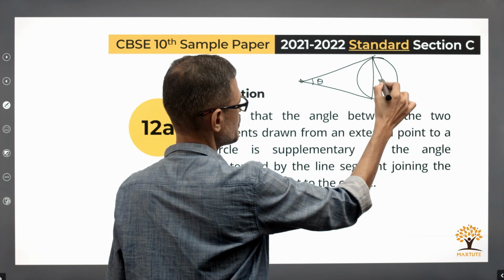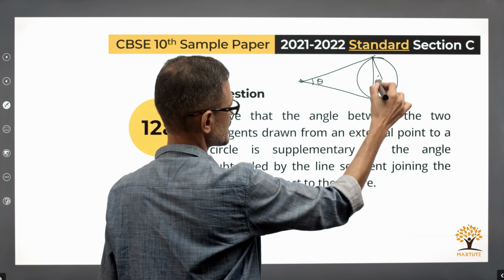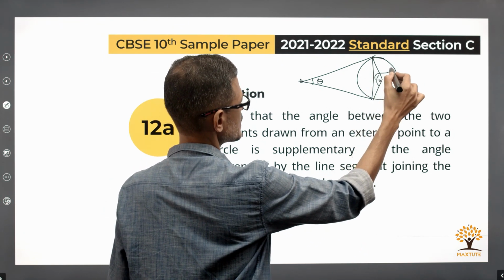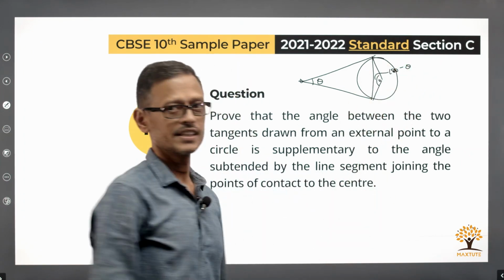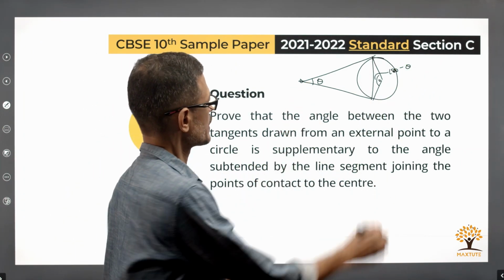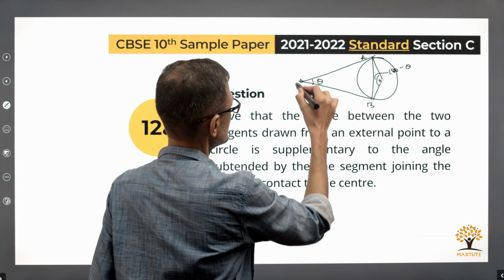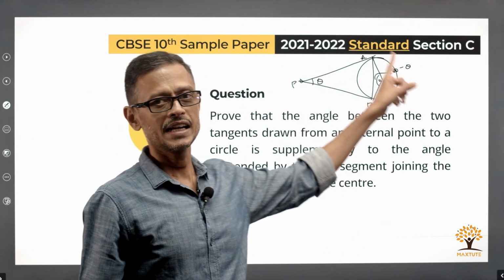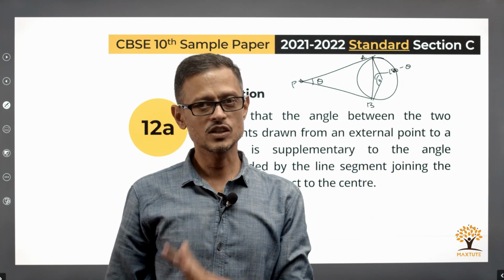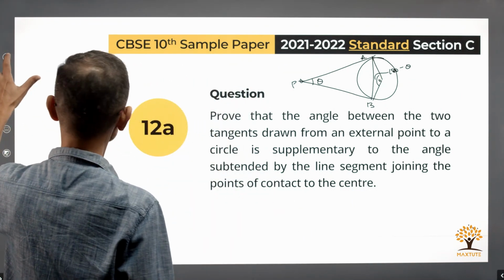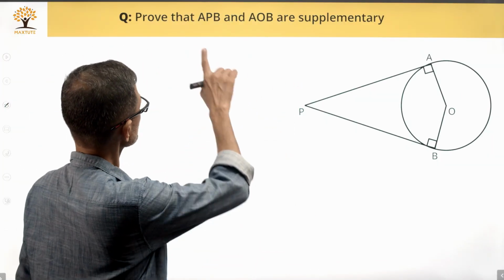So the angle made by this line with the center, this angle, is equal to 180 minus theta is what we need to prove. We need to prove, for example, if this is AB, that APB and AOB are supplementary angles. That's what we need to prove. Quickly look at it in the next diagram, right? Is everything clear till this point? What we need to prove?